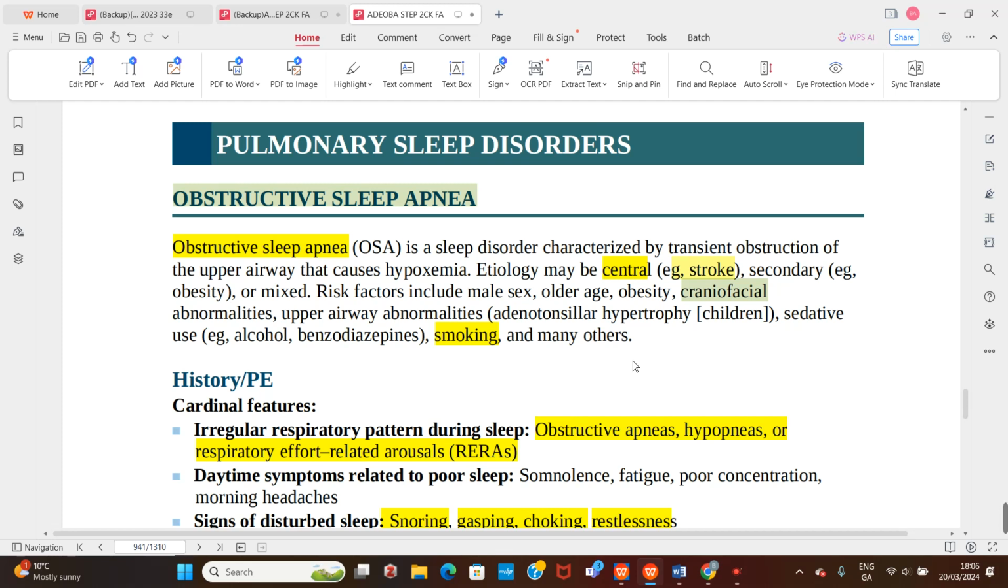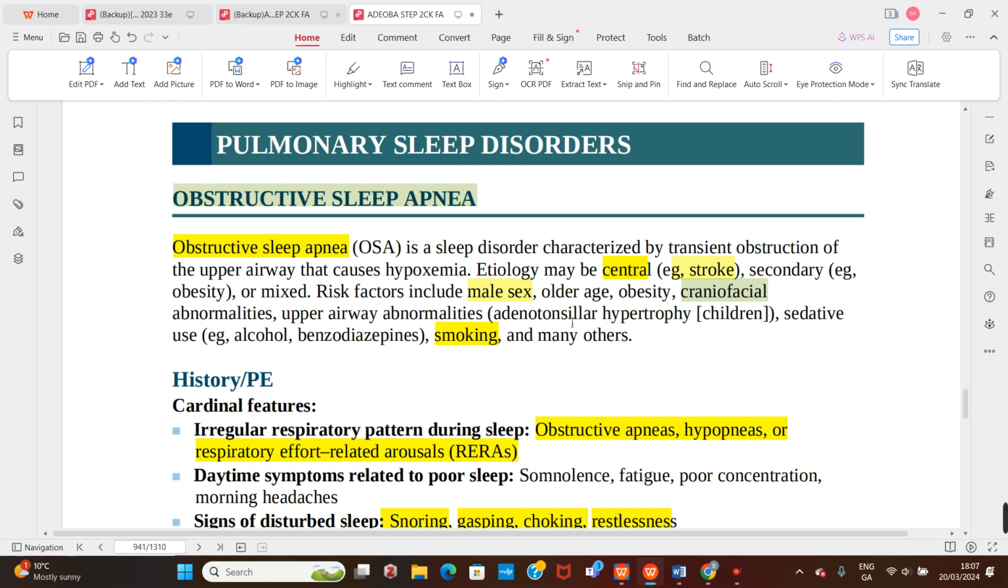The risk factor is very high in male sex, because it's believed that male sex tends to have a larger neck diameter, and at the same time they also engage in some risky behaviors like smoking. Smoking can be a risk factor for obstructive apnea because of airway inflammation, increased mucus secretion, narrowing of the airway, and increased airway resistance. Older age is actually weakening of the parapharyngeal muscles. They cannot contract very well, airway diameter reduces.